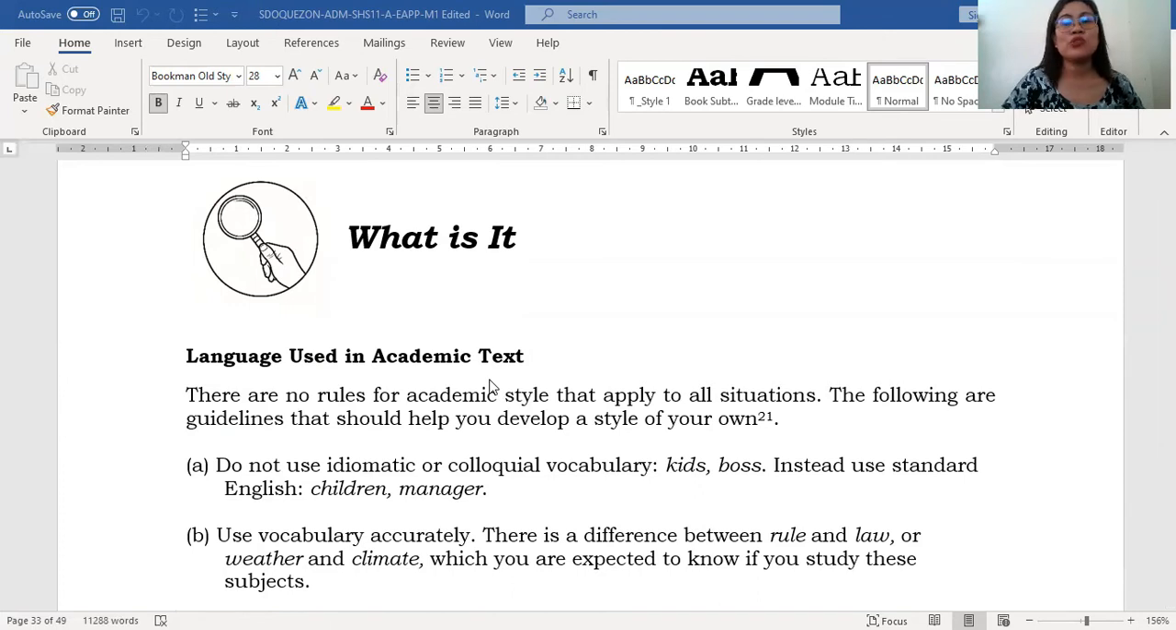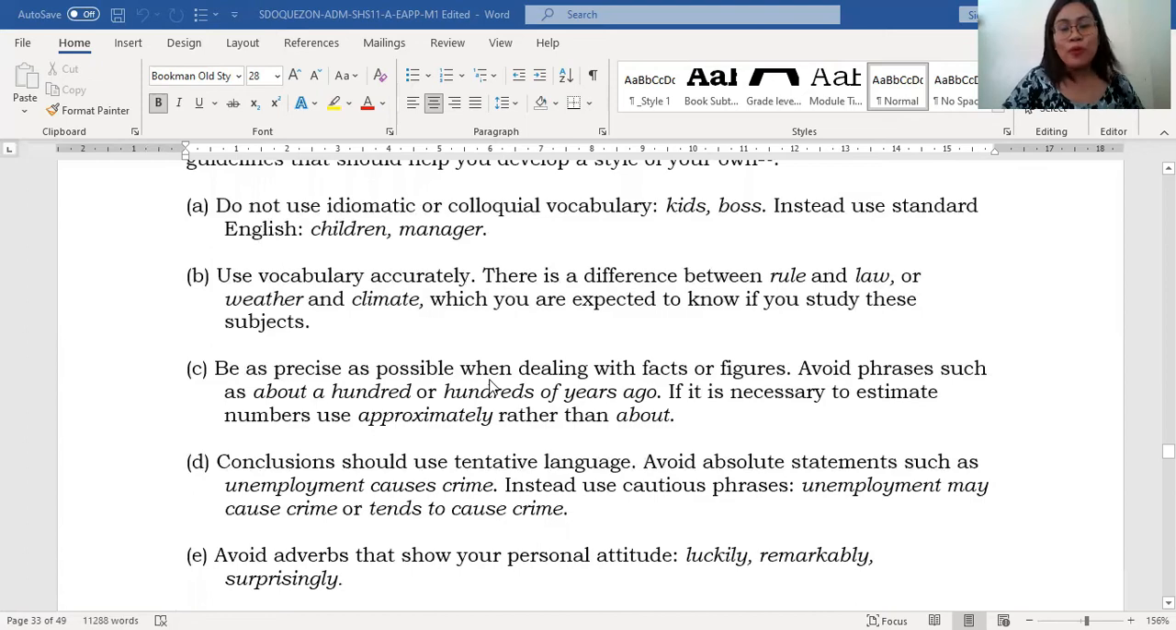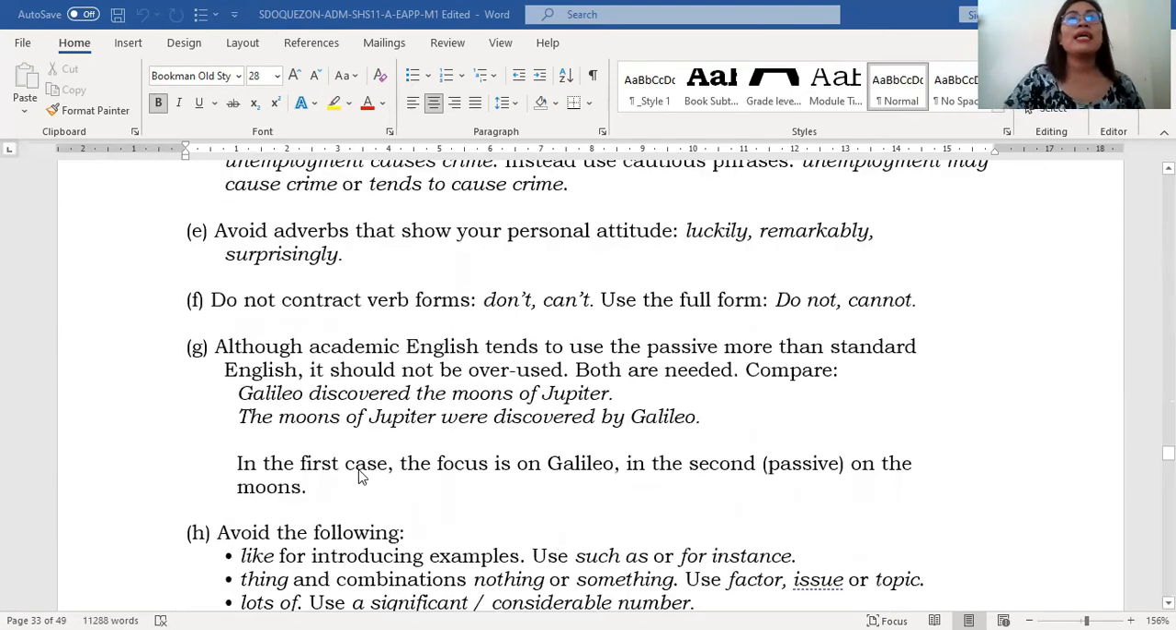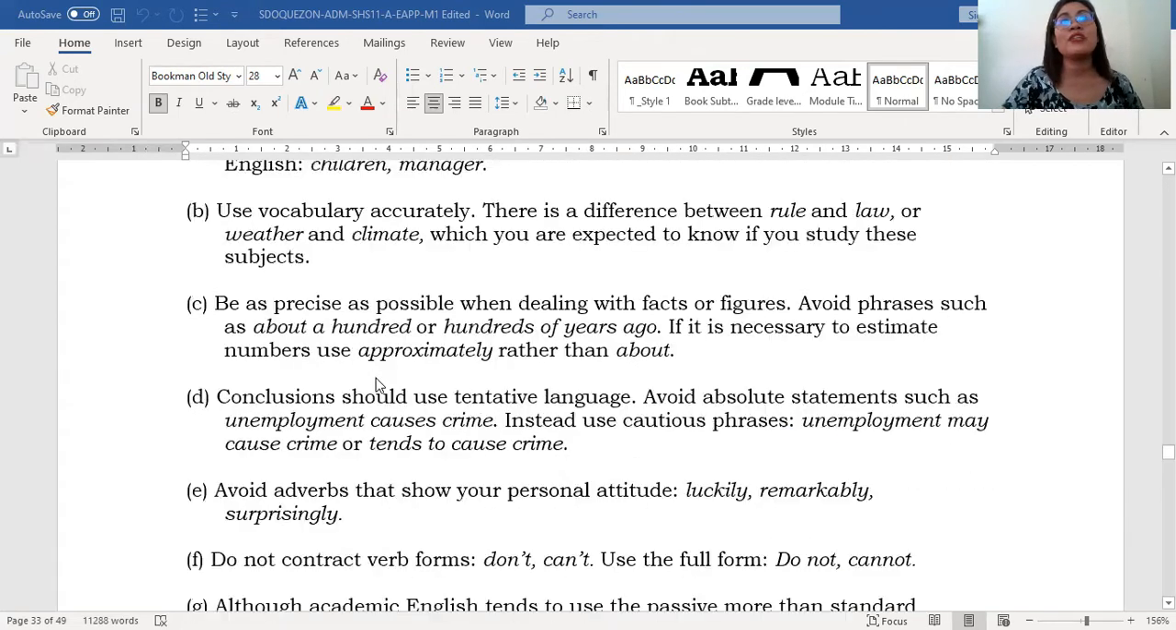What are the language used? How academic texts are written? What are the rules followed in writing academic texts? And what are the things that you should avoid in writing academic text, or the rules that you should follow in writing academic text? So those things are written in here on page 27.